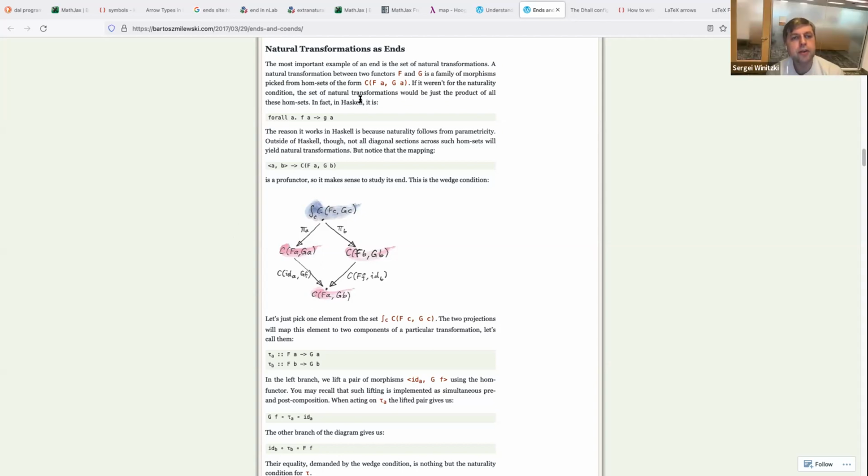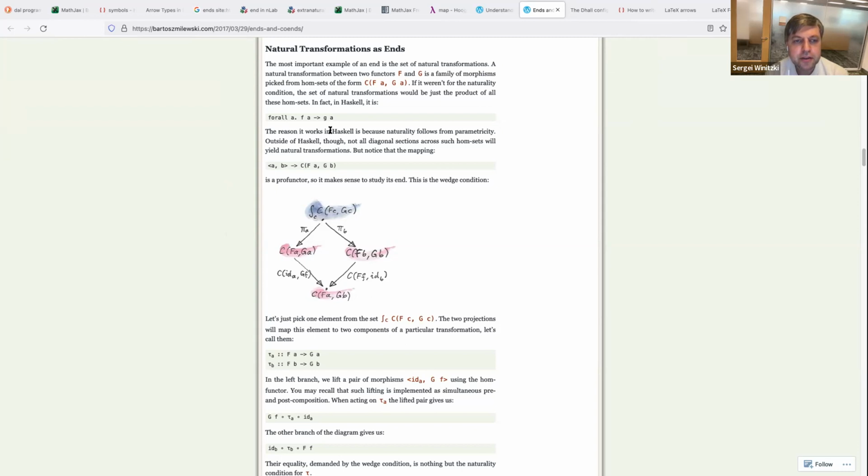So this is interesting. When you write for all A, FA to GA, and you impose naturality, then you get the end of the profunctor. And when you write exists A and then some profunctor, what do you impose? If you again impose parametricity, is that sufficient? Because he writes that the reason it works in Haskell is that naturality follows from parametricity.